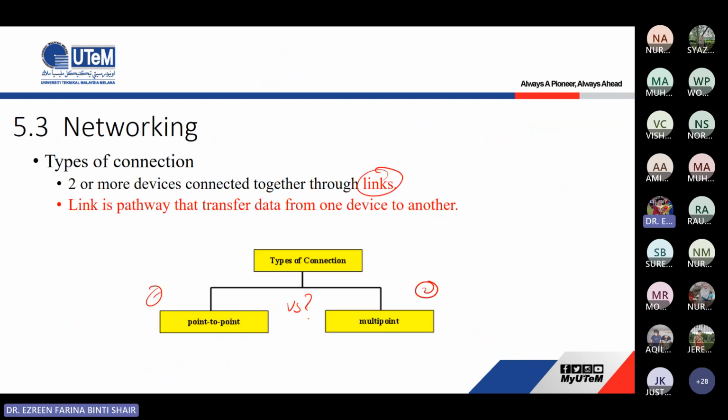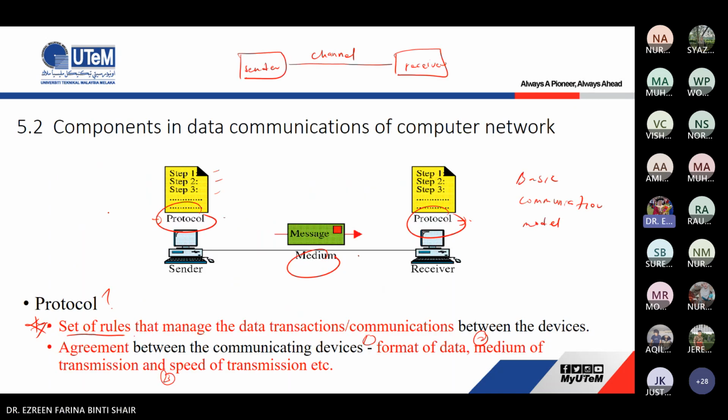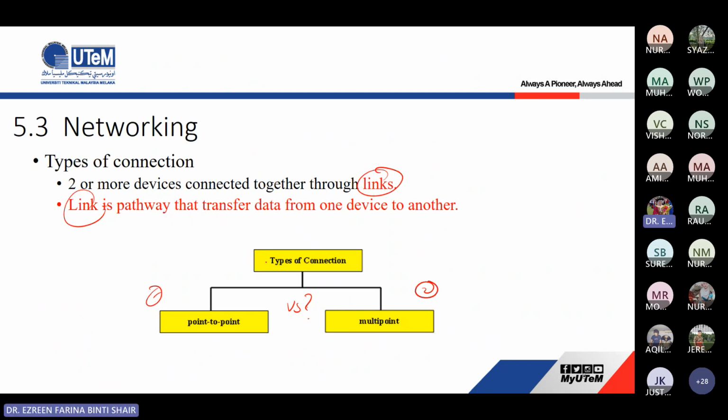Next we go into networking, the computer network. There are types of connection, when two or more devices are connected together through links. The link is a pathway that transfers data from one device to another. So the link here is actually the channel or the medium. There are two types of connection. The first one is the point-to-point connection, and the second one is the multi-point connection.